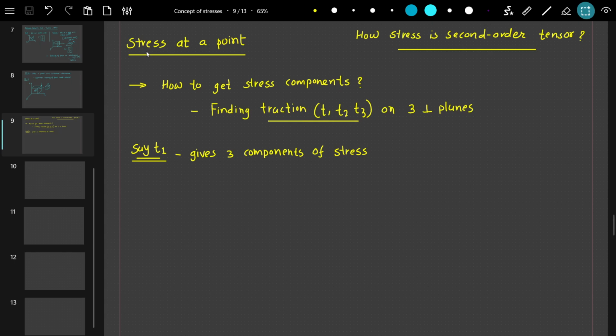Now let's define stress at a point. So we want to find the stress from the traction. Earlier we have seen from the forces, we find the traction, that is intensity of force. Now, given traction, how can we find the stress?